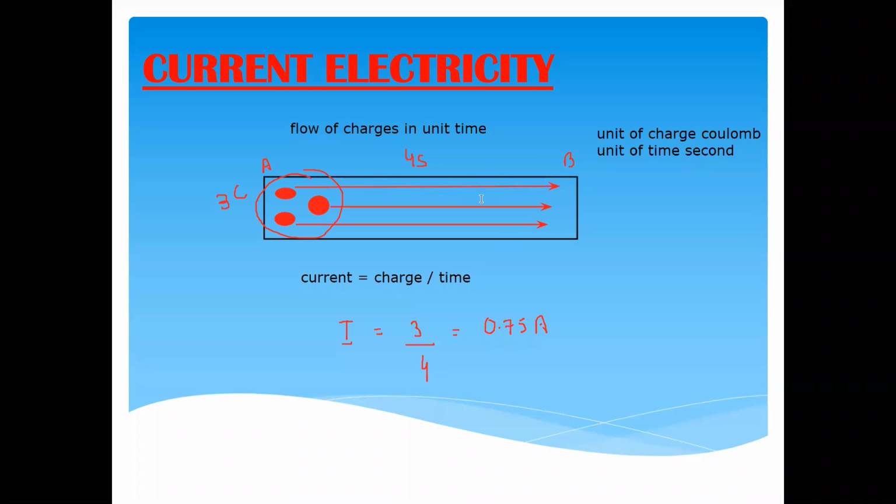The SI unit of current is ampere. So simply, the concept of current is the rate of flow of the charges, or flow of the charges in a unit time. And if you want to calculate current, it is equal to charge divided by time. Is the concept of current clear?